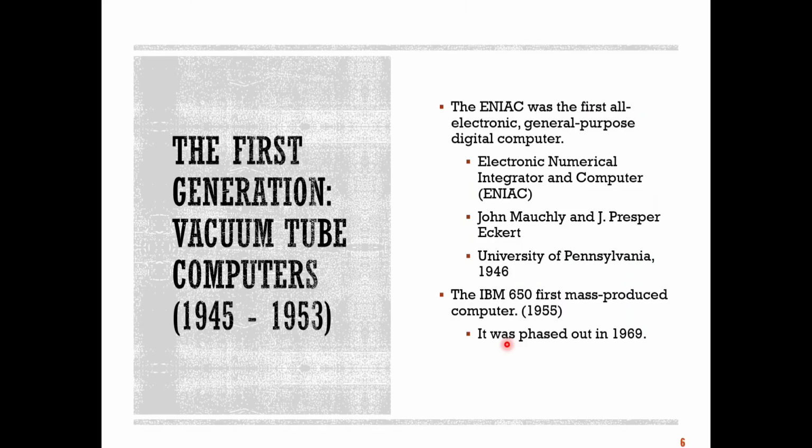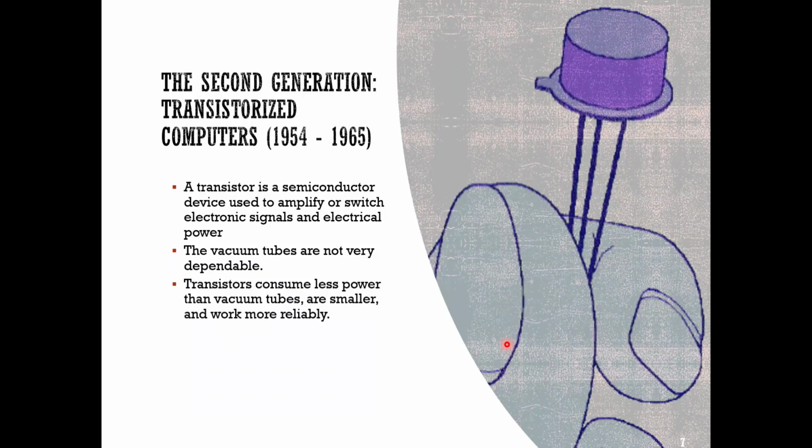The ENIAC was the first all electrical and general purpose computer, and it was founded in 1946 at the University of Pennsylvania, and the IBM 650 was the first mass-produced computer, and it was phased out in 1969.